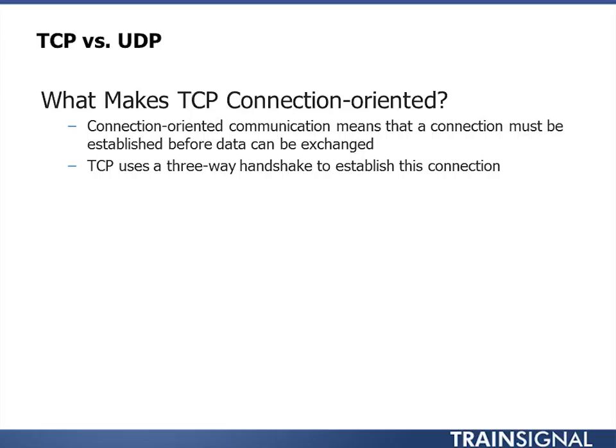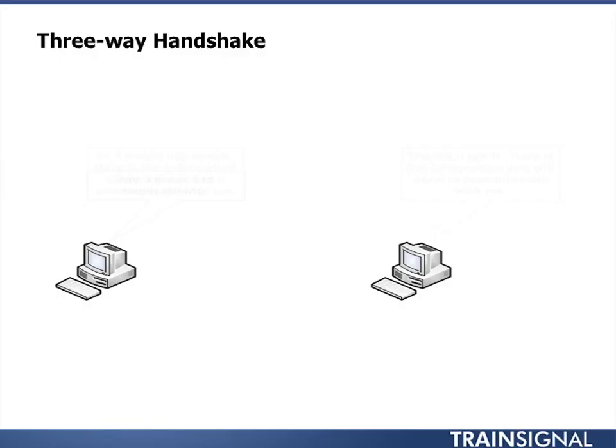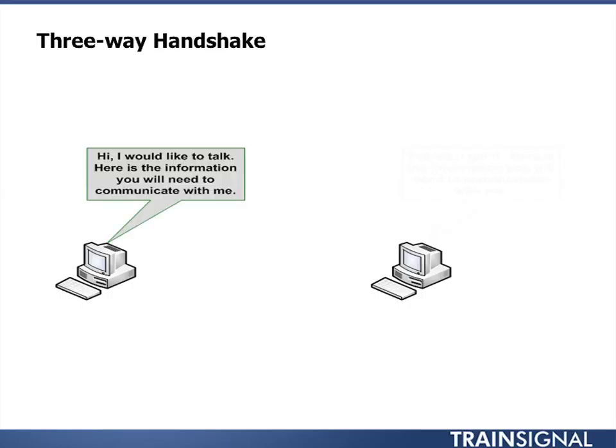So what does make TCP connection-oriented? Like I mentioned a moment ago, it means that a connection is first established, and this is done using something called the three-way handshake. It works like this. The computer that is going to initiate communications with another computer starts off by transmitting out and saying to that other computer, "Hi, I would like to talk. I want to communicate with you. Here is the information that you need to know about me in order for us to have this communication."